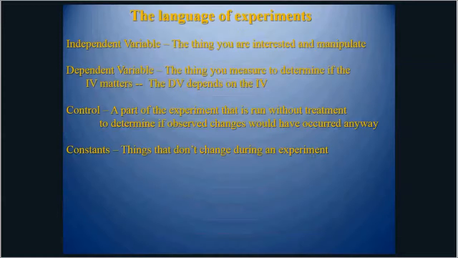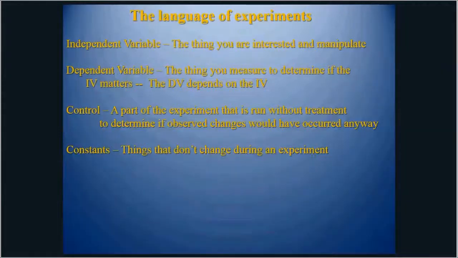You can test them under blue light, red light, green light. The dependent variable would be the plant growth. That's what you're going to measure. Your control would be a group of plants that is grown under normal conditions, meaning the normal type of light.